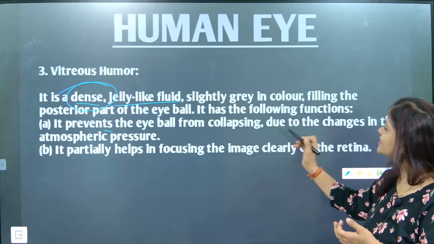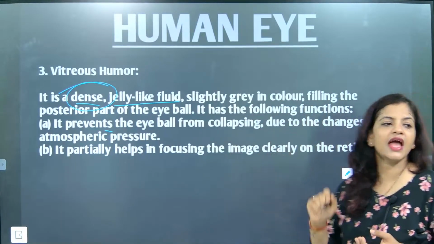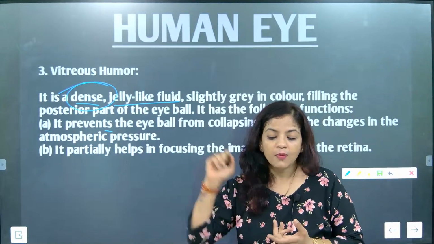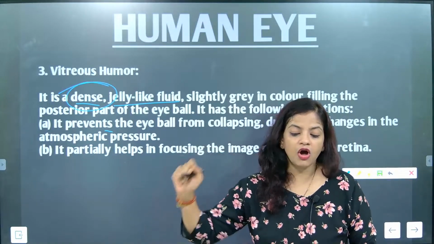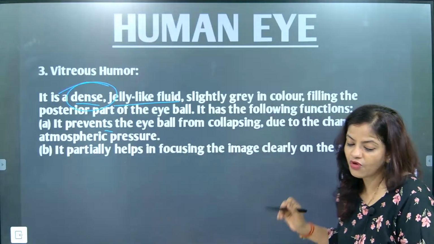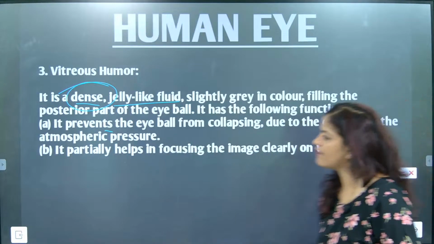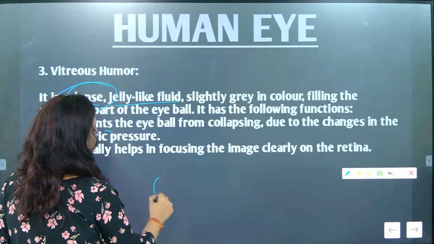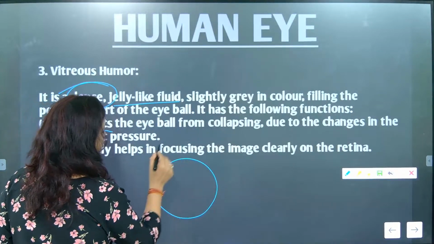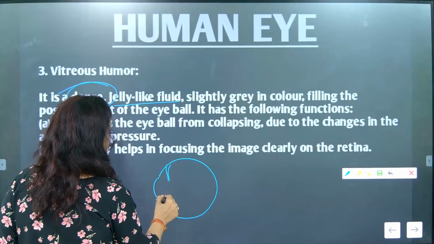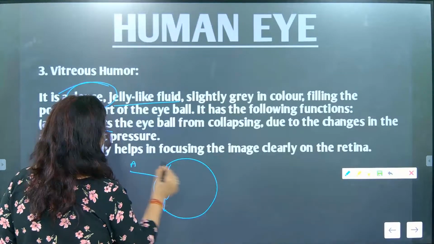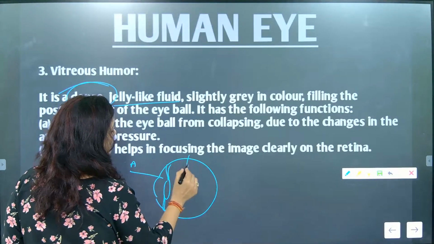Understood? Next, where is it filled? Anterior or posterior? Posterior region of the eyeball. It has two important functions. Let's draw. If this is the eyeball and this is the muscle through which the lens is held, then this part will be the anterior part and this part will be the posterior part.